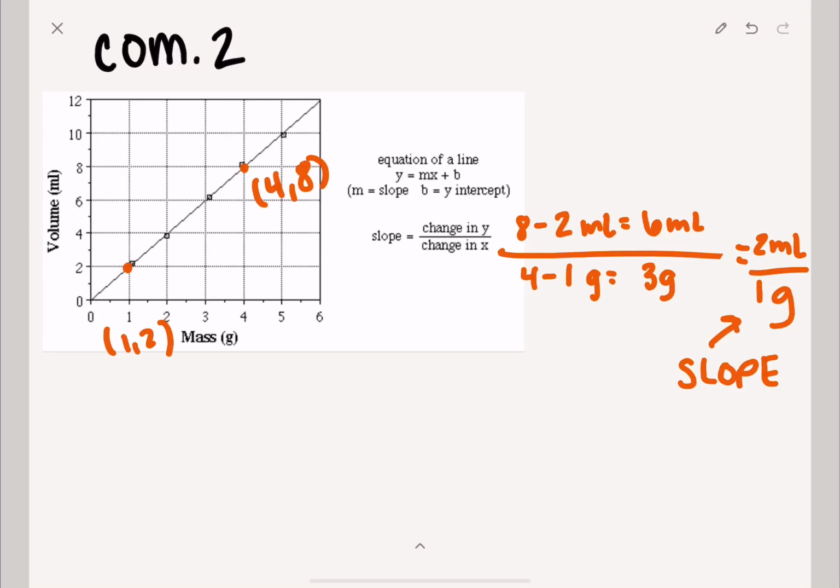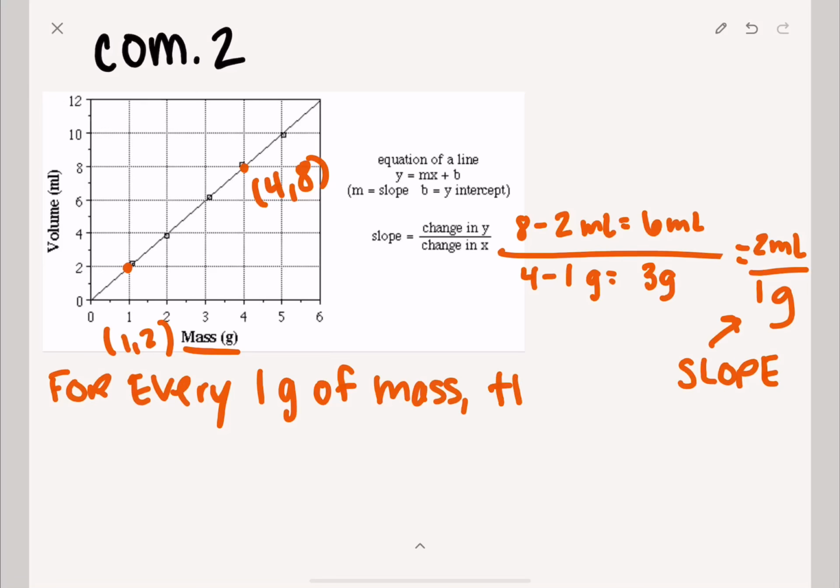So if I was going to write a for every statement, I would write: for every 1 gram of mass, there are 2 milliliters of volume.